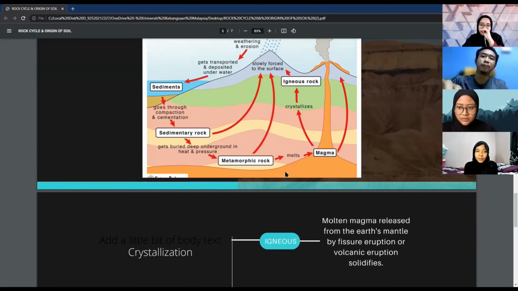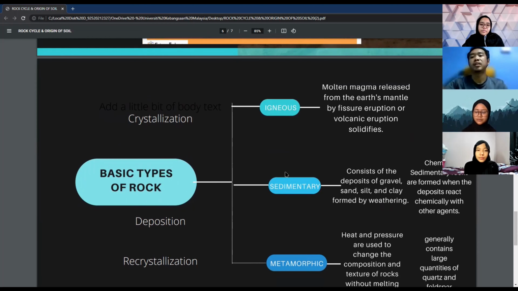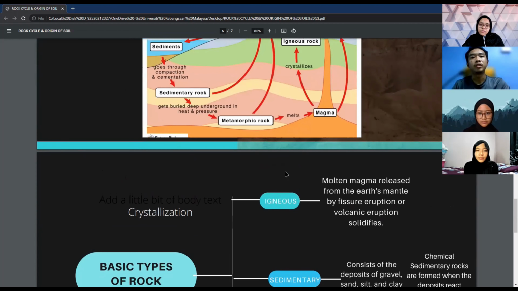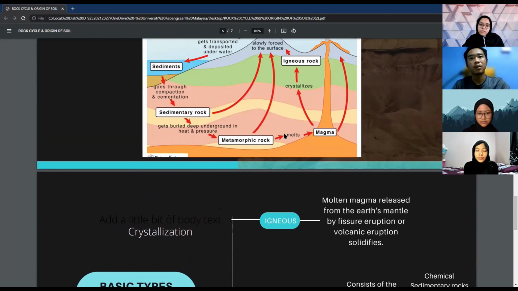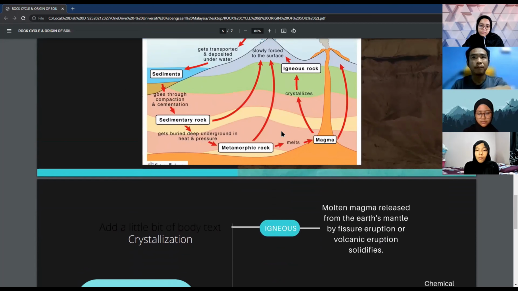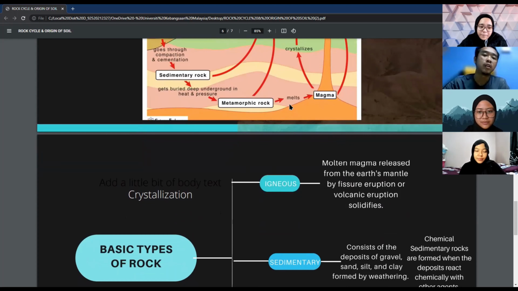Okay, after and generally contain a large quantity of quartz and feldspar. Okay, after metamorphic rock, it will go to the melt. It will melt and it become magma. And after it become magma, it will crystallize. So it will crystallize and go to the igneous rock.